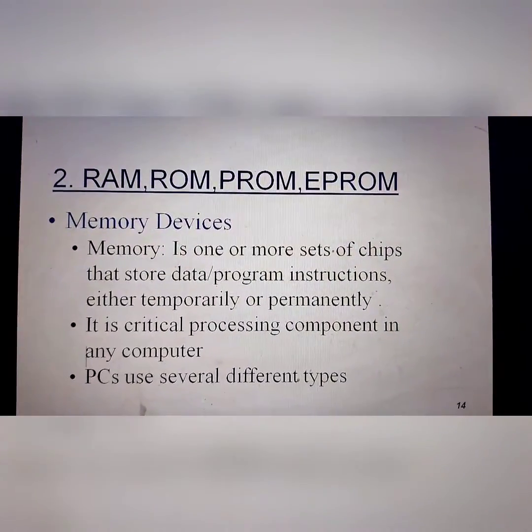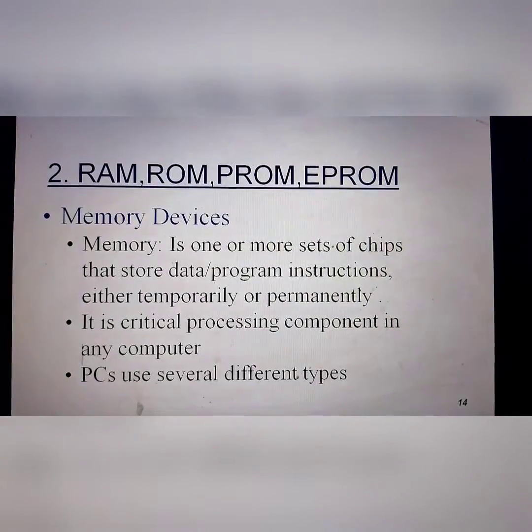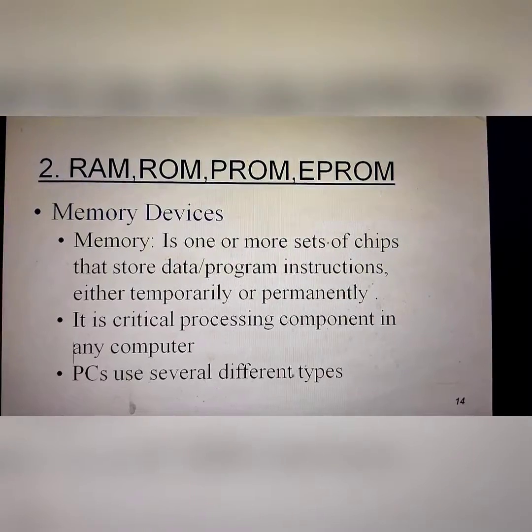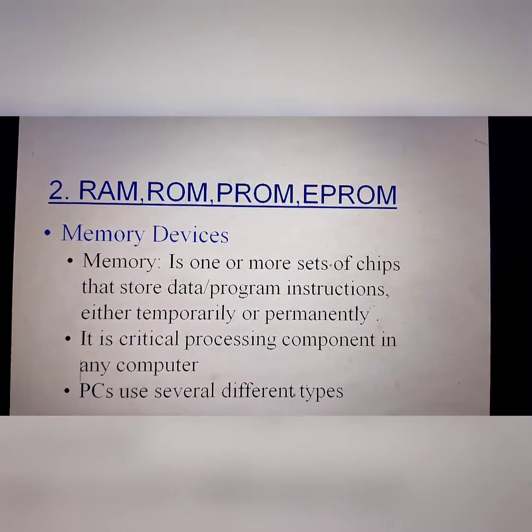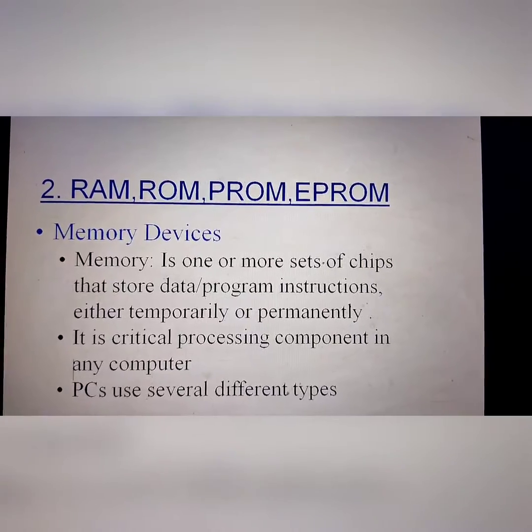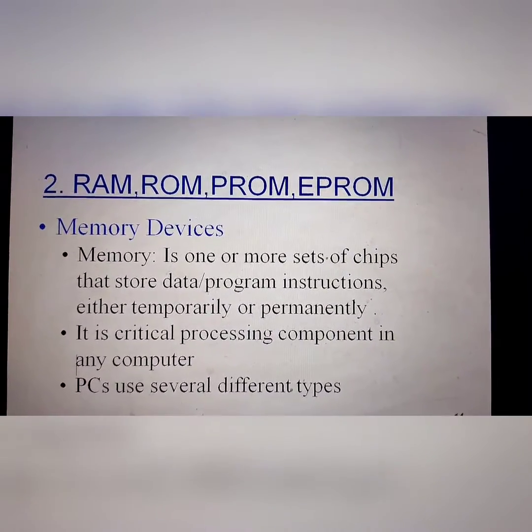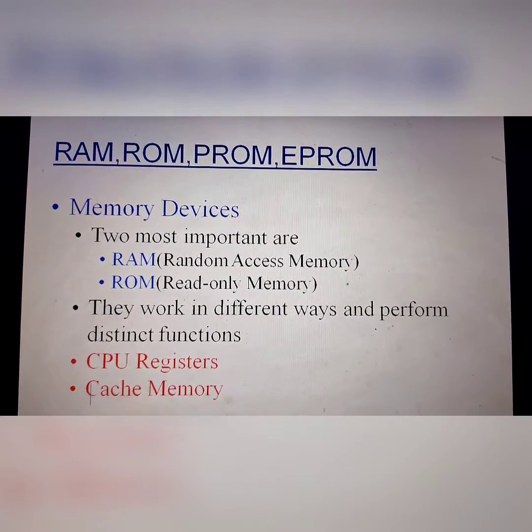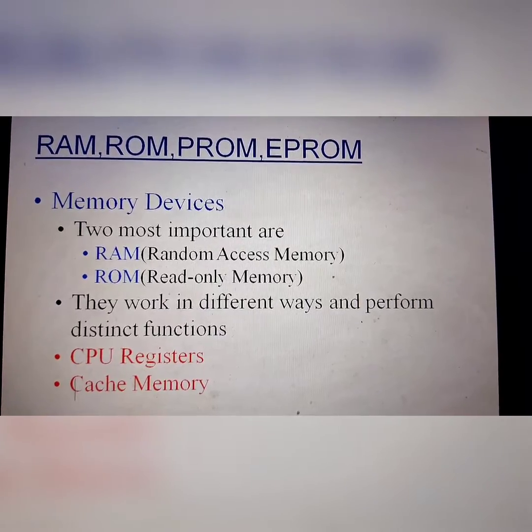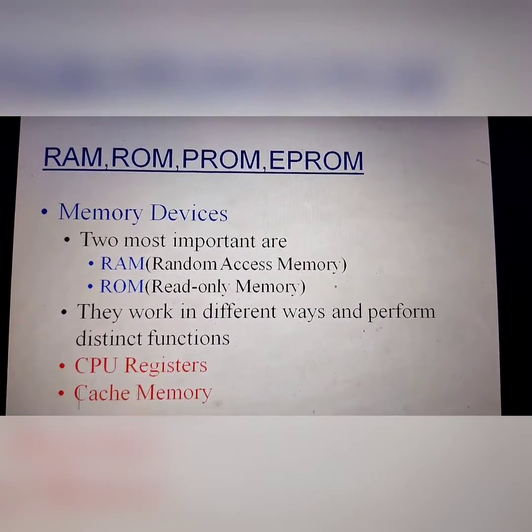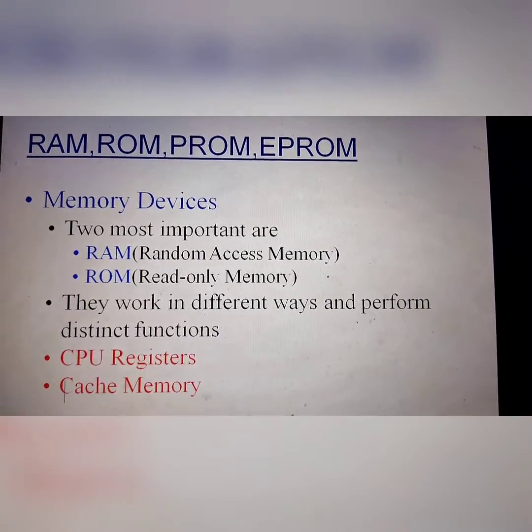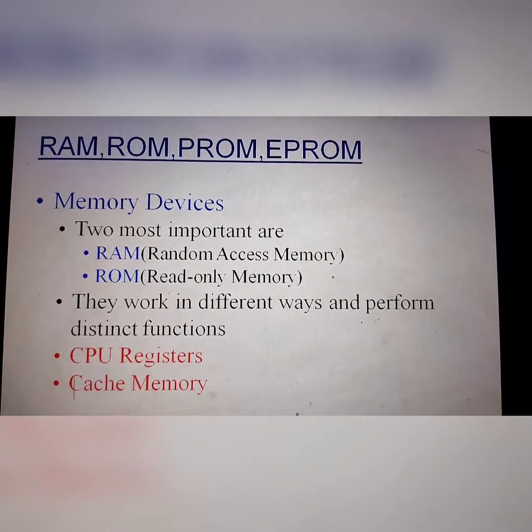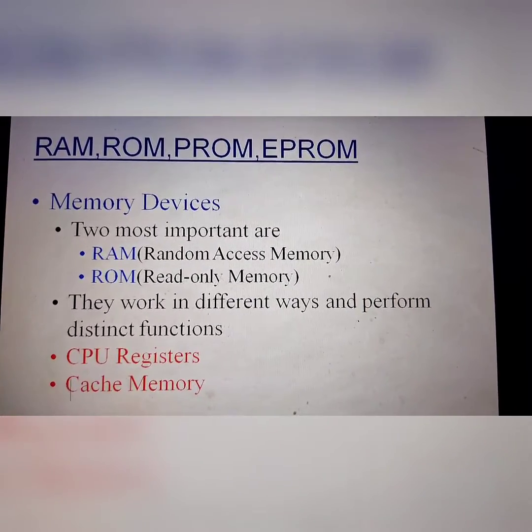So class 4, let's recap this topic, memory devices. Memory is one or more sets of chips that store data, programs, and instructions, either temporarily or permanently. It is a critical processing component in any computer. PCs use several different types of memory devices. The two most important memories are RAM, random access memory, and ROM, read-only memory. They work in different ways and perform distinct functions, along with the CPU register and cache memory. So RAM and ROM are the two basic important types of memory.